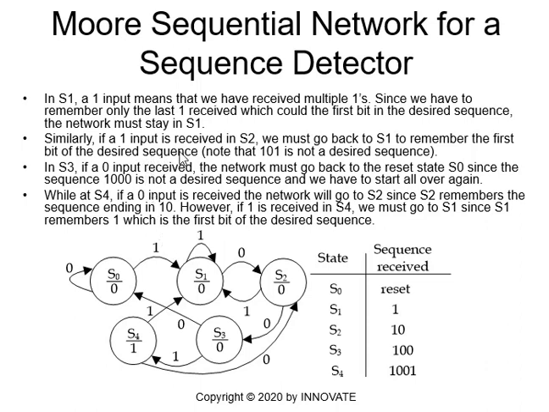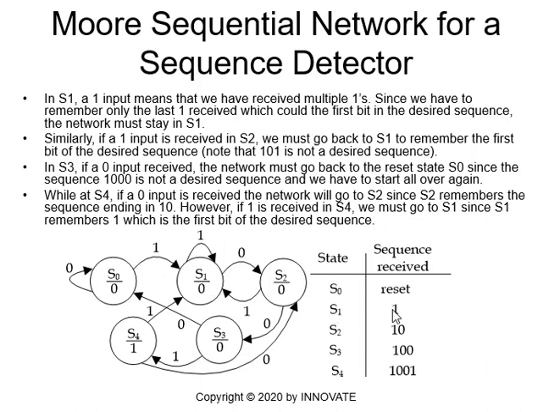Similarly, if 1 input is received in S2, we must go back to S1 to remember the first bit of the desired sequence, because 101 will not be a desired sequence. All I need to remember is the 1, the last one. So if I am in S2 and receive a 1, I will go to S1 because S1 will remember 1.